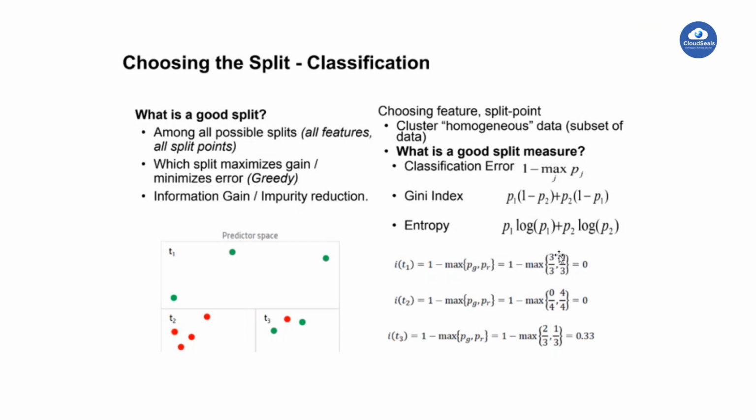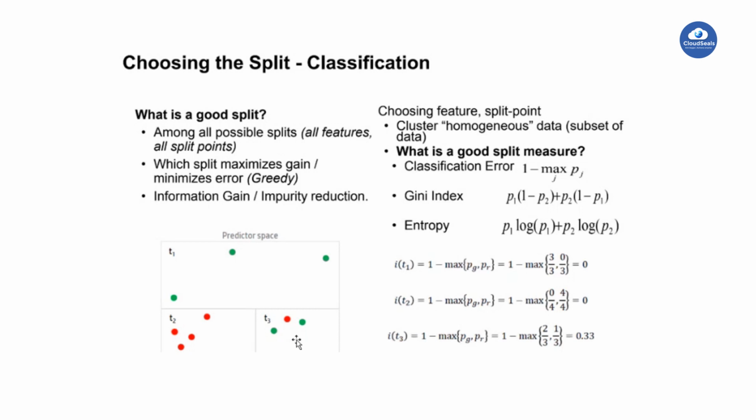So the max probability is the max of 1 and 0. Which value is the max? 1. 1 minus 1 is 0. That means it is a pure classification, a pure node. Let's take T2, which also has a pure node. Now let's take T3, where the data points are not all in the same class.